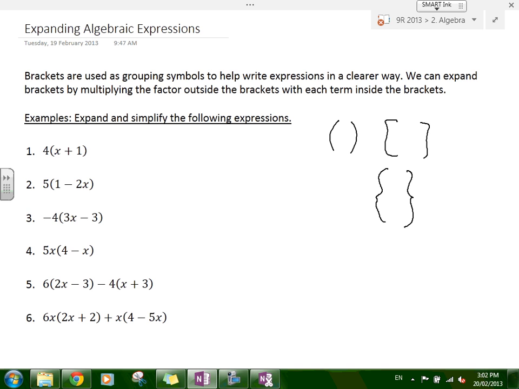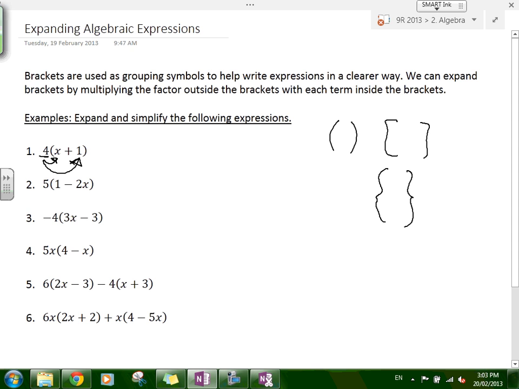We can expand brackets. Stop and listen to this. You can expand brackets by multiplying the factor outside the brackets, which in this case here is 4, with each term inside the brackets. Now, I will do it a couple of times how I've been doing it, but I'm going to stop doing this whole arrow thing a little more. I'm not going to do this very often anymore. You know how I was doing this before? Okay, I'm going to stop doing that soon.